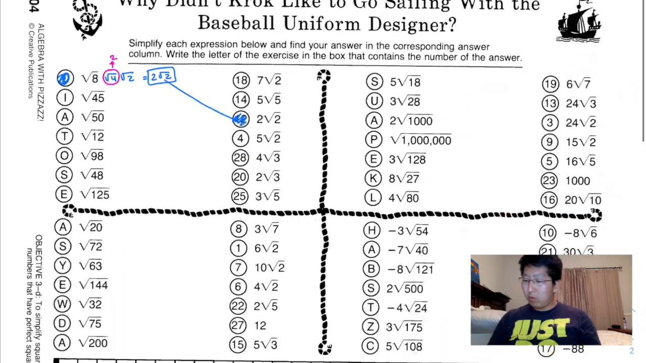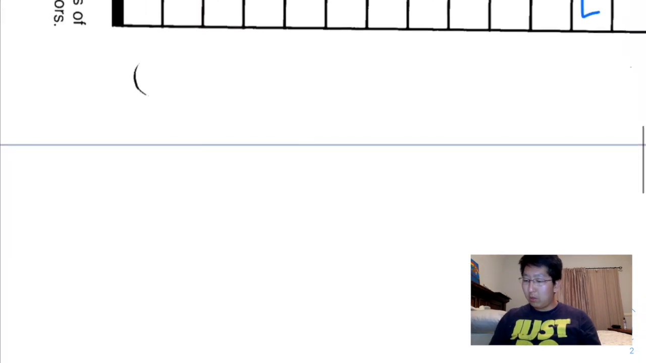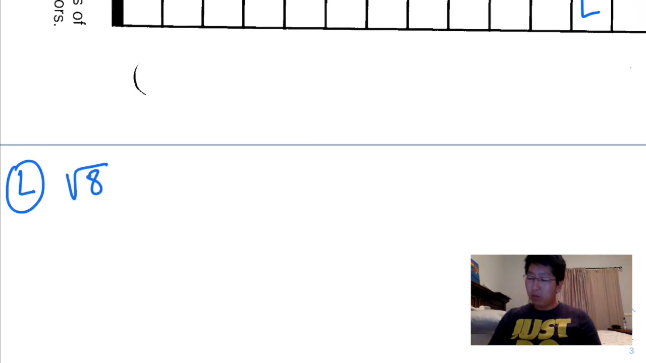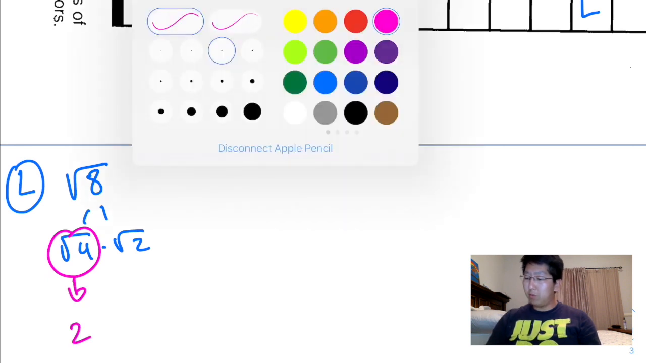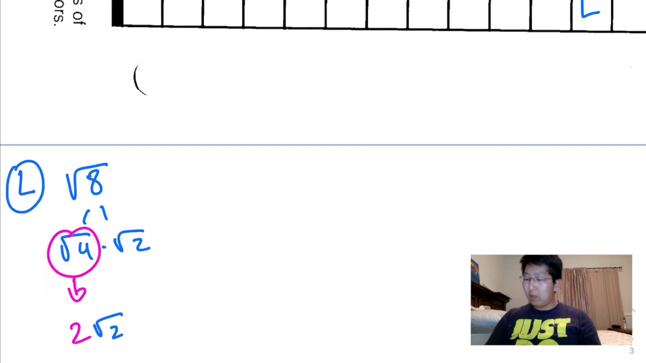If you feel like there isn't enough room, you could always copy this and do the work. So down here you can say L is the square root of 8, and you can break that up here. Square root of 4 times the square root of 2, and right here you can break that down to 2 square root of 2, and that's our answer here.